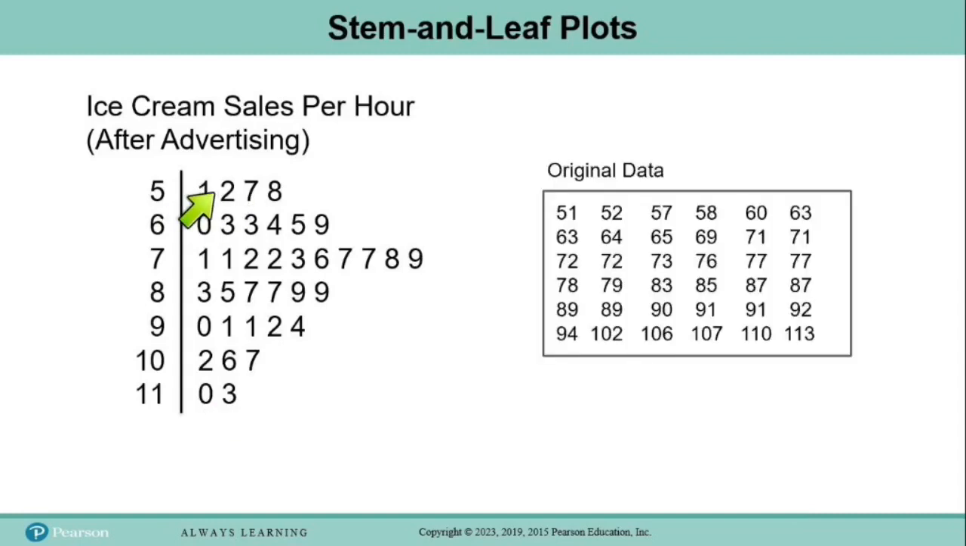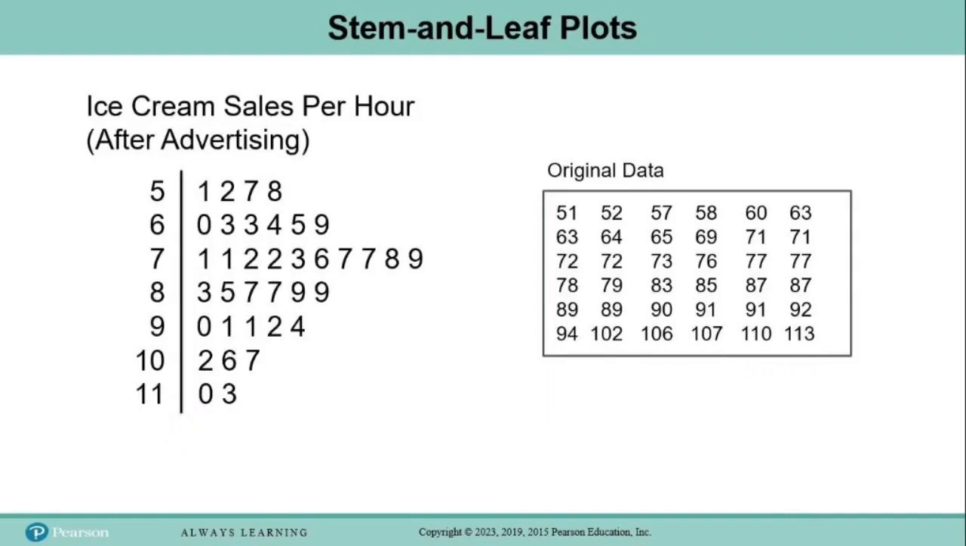So you can see that the 50s are 51, 52, 57, 58, and that's what we see here in the original data list. And when we look at the stem and leaf plot, you can see that we have more data values in the 70s than any other group, and you can see that we have 5 numbers that went over 100. So here's our 102, 106, 107, and you can see those here in the original data list, and then our 110, 113, and you can see those here.